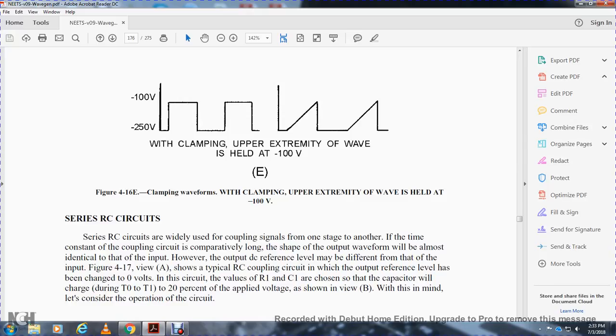The series RC circuit is widely used for coupling a signal from one stage to another. With a comparatively long time constant in the coupling circuit, the shape of the output waveform will be almost identical to the input. However, the DC reference of the output will be different from that of the input. Figure 4-17, view A, shows a typical RC coupling circuit with the output reference at 0 volts. In this circuit, the values of resistor 1 and capacitor 1 are chosen so that the capacitor will charge within 20 percent of the applied voltage during the time interval 0 to 1, shown in view B.